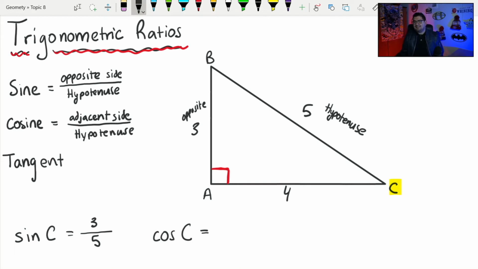The adjacent side is the side that's also touching the angle, but isn't the hypotenuse. Here in this triangle, my hypotenuse is side BC, and side AC is also touching angle C, but it's not the longer one, so we call this one the adjacent side. So for the cosine of C, my fraction would be the adjacent side, which is 4, divided by the hypotenuse, which is 5.